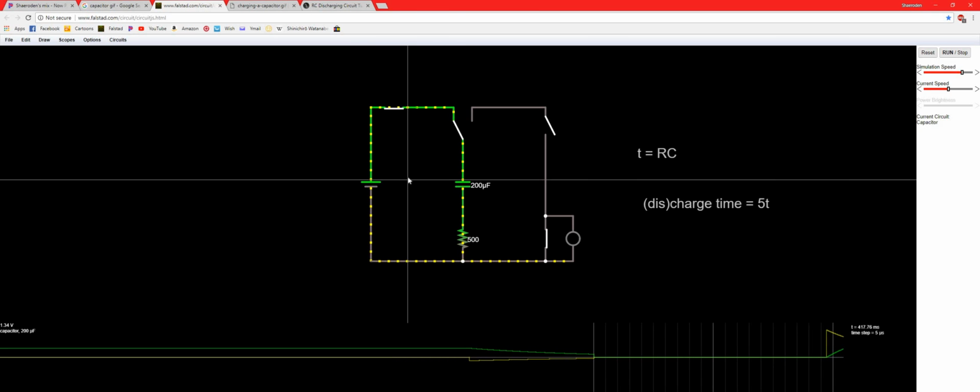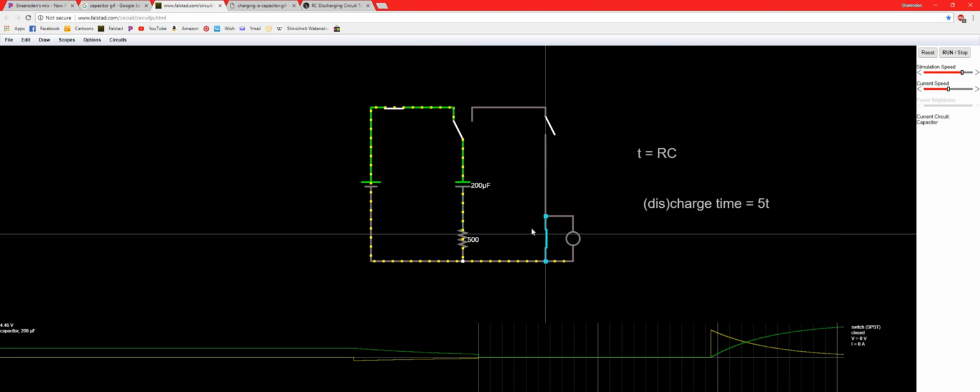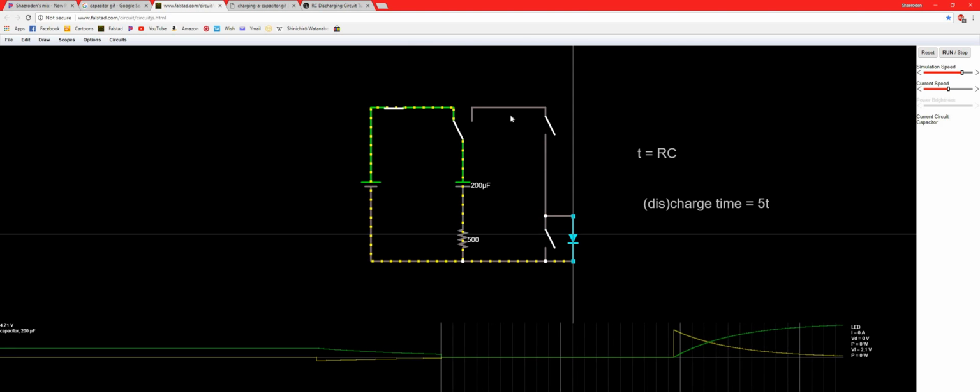So I'm going to charge the capacitor again. And this time I am going to add this LED diode to the circuit.